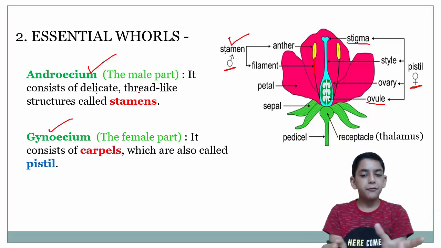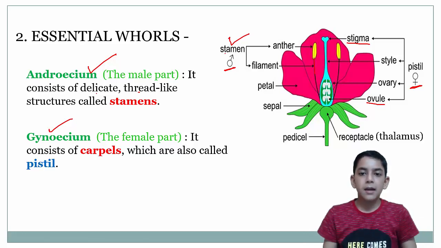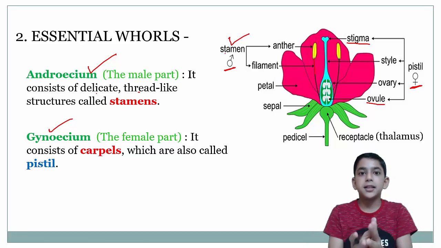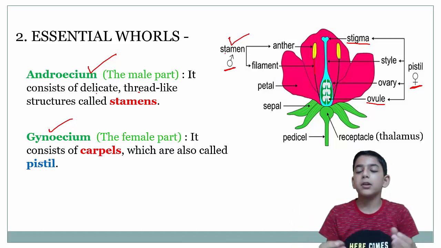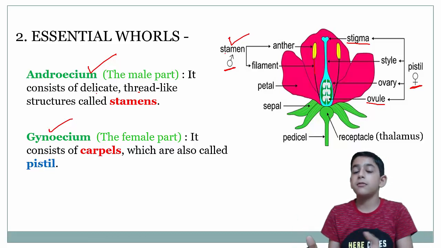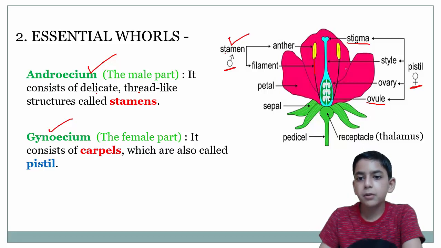So, if we take out the seed, then we can grow new plants. But before that, we have to understand many more things. Before fertilization, there are even more processes that are really important for the final process of fertilization. So, we have learned about this.